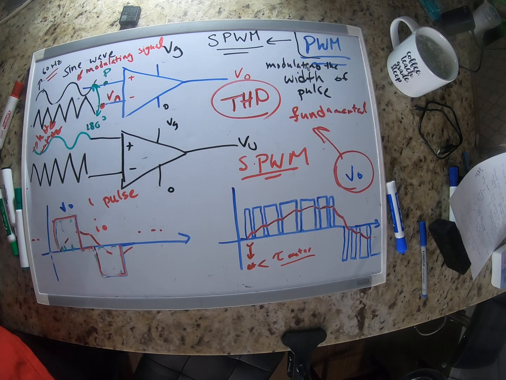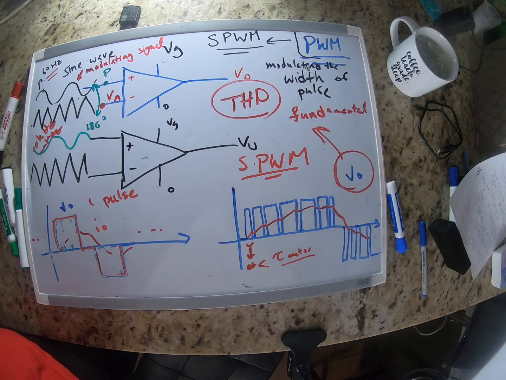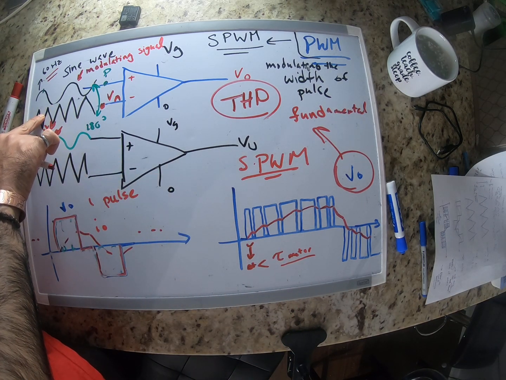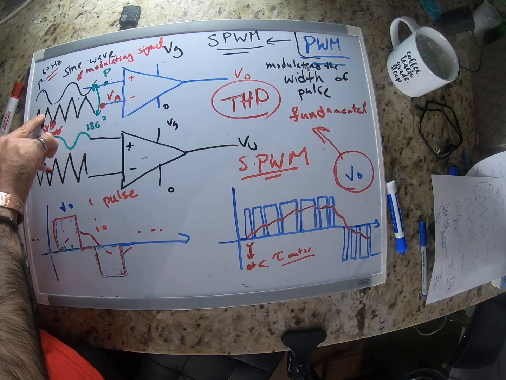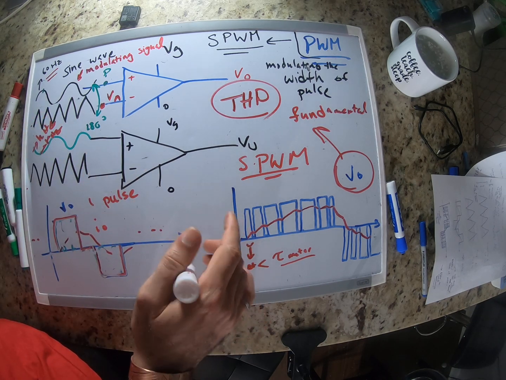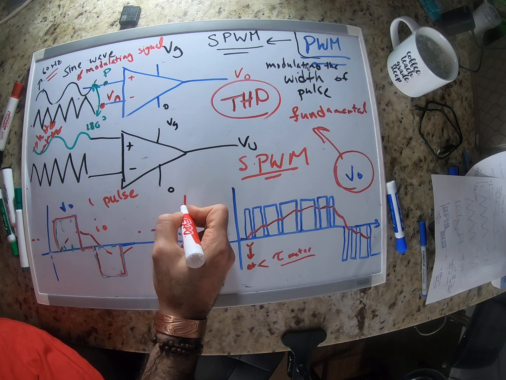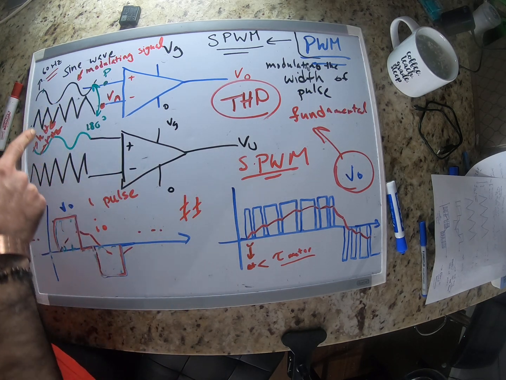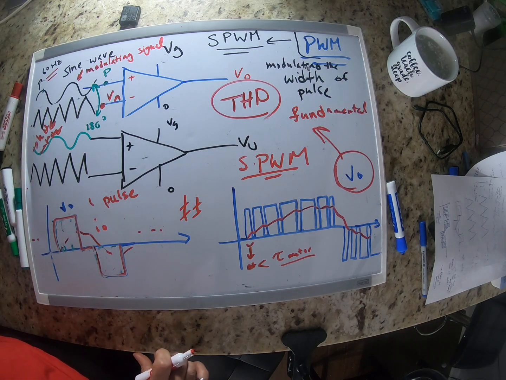So that's the whole concept of having sinusoidal PWM: these pulse times are defined by the PWM, right? This is how you turn these switches on and off. So these are defined by these PWM signals.